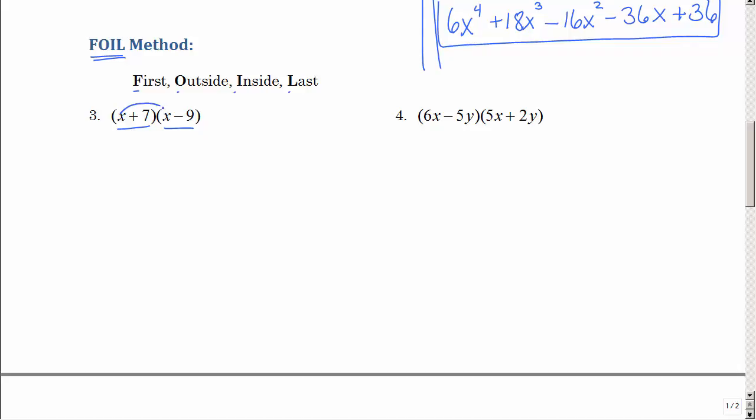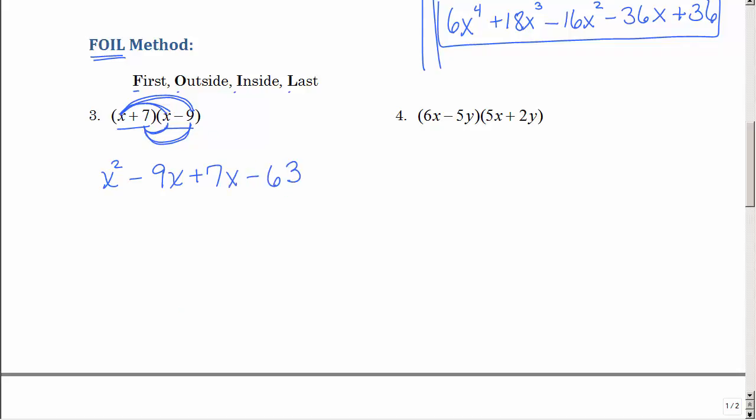And what happens is we have x times x, which is your first, x times negative 9, which is the outside of the parentheses, 7 times x, which is the inside, and 7 times negative 9, which is the last in the parentheses. But you can see it's exactly what I did on number 2. It's just the distributive property. Every term in the first parenthesis multiplied by every term in the second parenthesis. So x times x is x squared, x times negative 9, 7 times x, and it's positive, and 7 times negative 9.